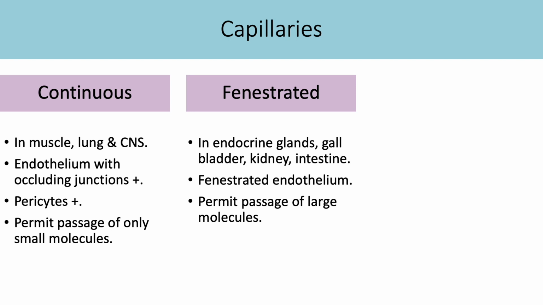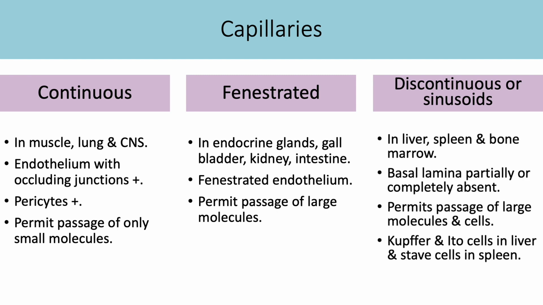The third type of capillaries are the discontinuous capillaries or sinusoids. They are found in liver, spleen and bone marrow. Here, basal lamina is partially or completely absent and there are large gaps between the endothelial cells. So these sinusoids permit passage of large molecules as well as blood cells. They are associated with Kupffer cells and Ito cells in liver, and the endothelial cells are modified to form stave cells in spleen.